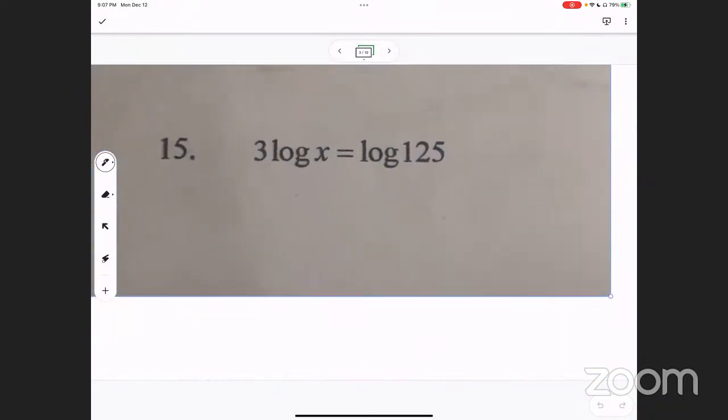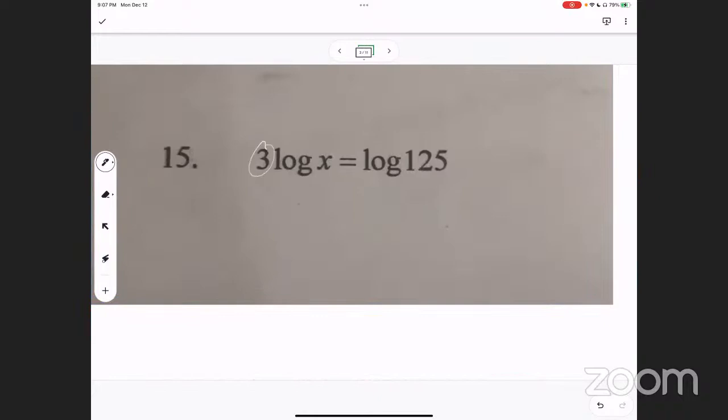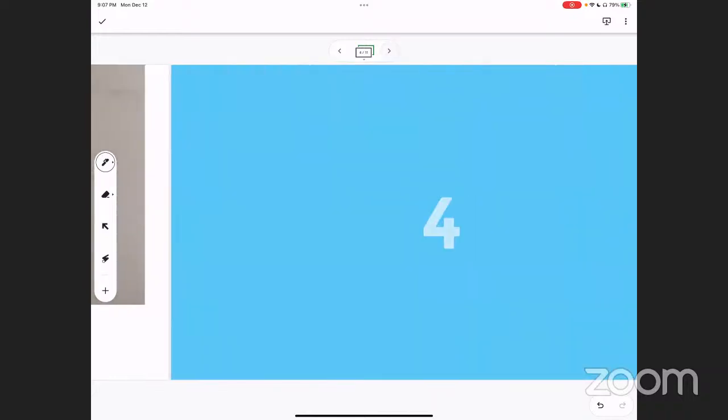Log of x cubed equals log 25... so similar to what we've done before, this 3 can go where? In the front, like as a power. It can go up, right, as a power. And if I have log of this equals log of that, what do I know about this and that? They have to be equal to each other. Yeah. And what's the cube root of 125? 5. Done.